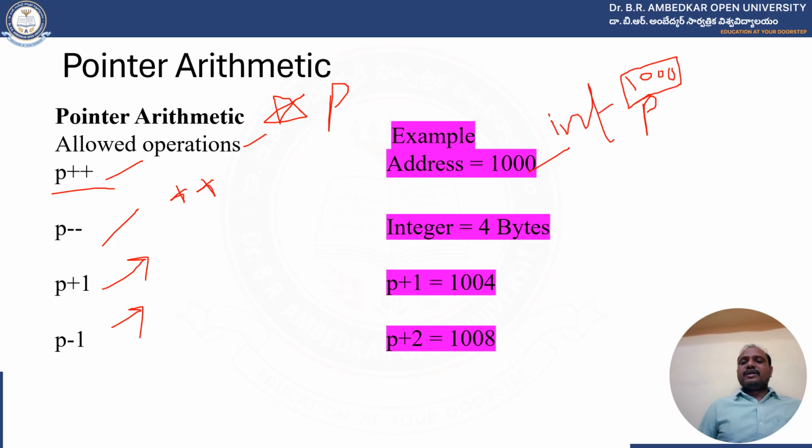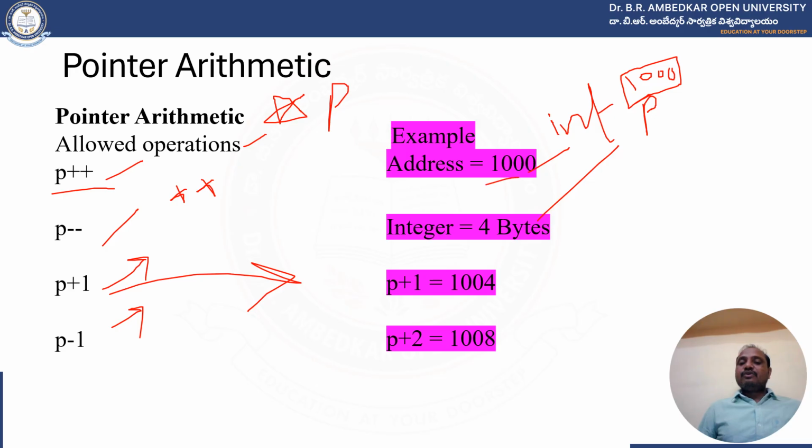We all know the integer size is 4 bytes, character size is 1 byte, float size is 4 bytes. So now what are we doing? P plus 1. Previously, if we add 1 to a normal variable, only one value will be incremented. But coming to pointers, p plus 1 means one memory location will be added.